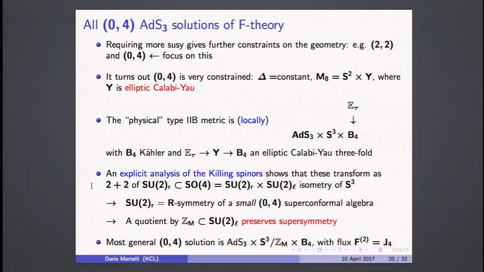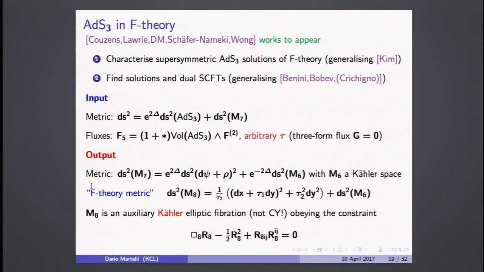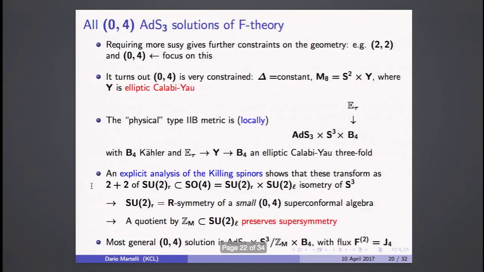So the structure of the solution is this one. You have AdS3 cross S3. This S3 arises from the Hopf fibration over the S2. So there was an S2 over M8, but this becomes an S3. And then you get this Calabi-Yau here together. This is the elliptic fibration on a base. So this is denoted Y, and that's our elliptic Calabi-Yau, right?